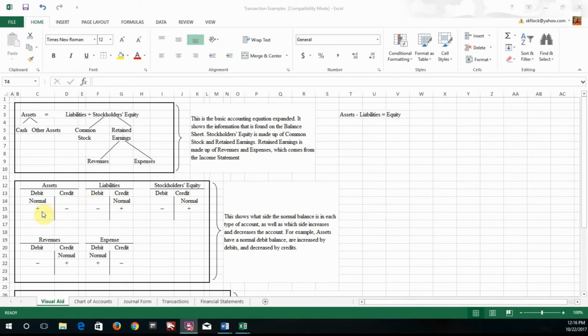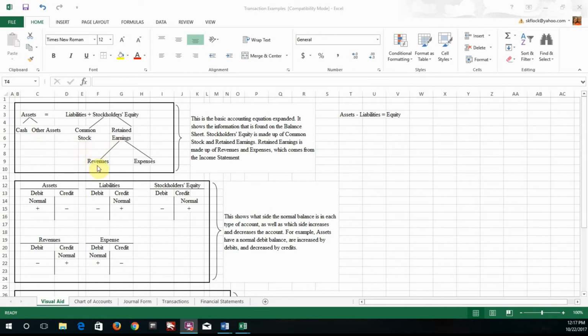So debits always increase your assets. Credits always increase your liabilities and your equity. So if you look at this accounting equation, the assets are on the left side of the accounting equation. Liabilities and equity are on the right side. Debits increase everything on the left side of the accounting equation, and they decrease everything on the right side. Credits increase everything on the right side of the accounting equation, but decrease everything on the left side.